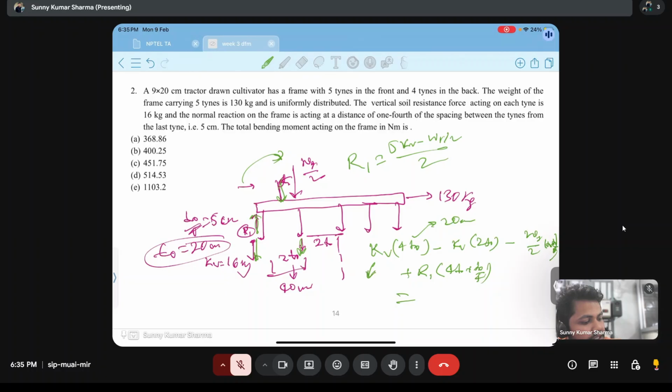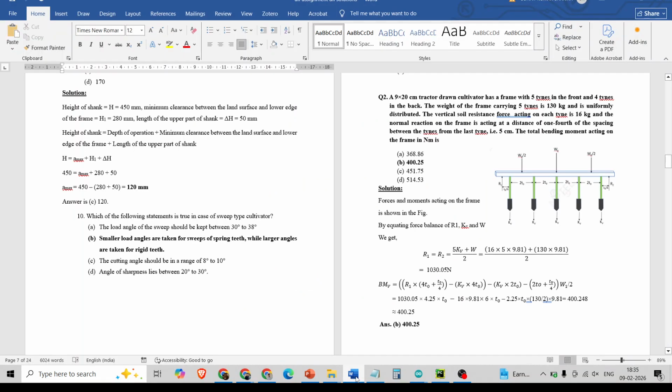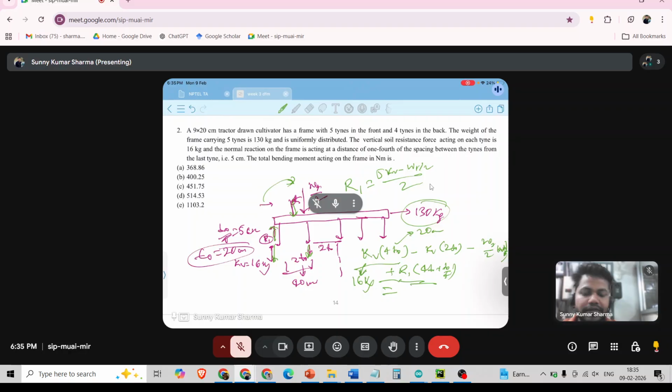kV is given and that value is 16 kg. WG is 130 kg. So we have everything given. If we calculate this, we will get the value as 400.25. So the answer will be option B, that is 400.25.